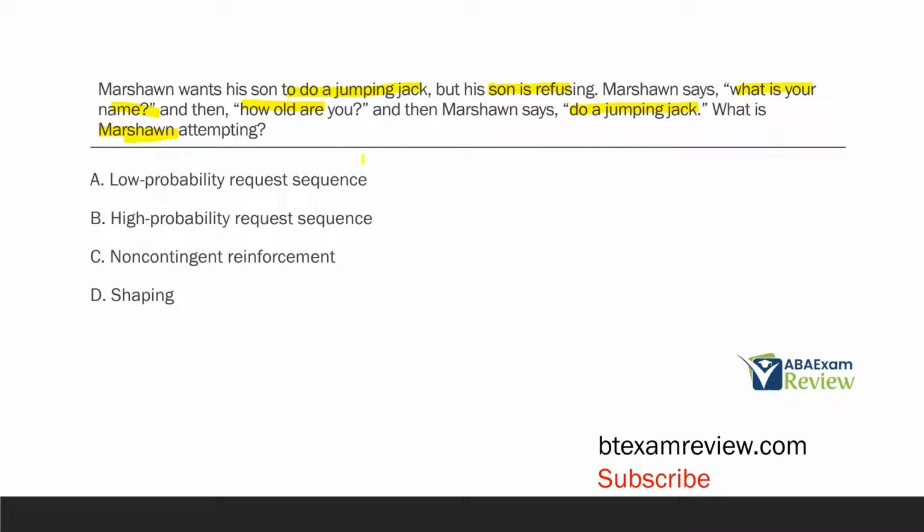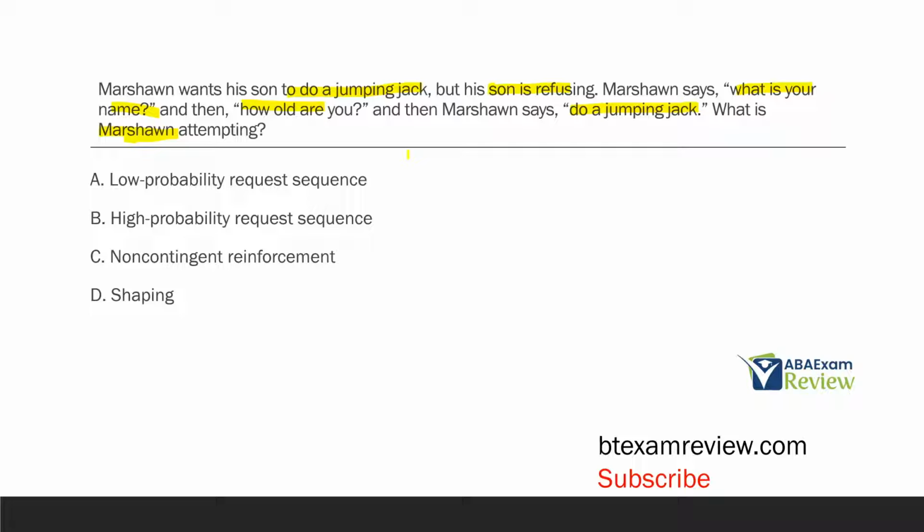So it looks very similar to a high probability request sequence. Let's look at all of our answer choices. Always read every single answer choice. C, non-contingent reinforcement. Do we know what the reinforcement is here? Do we discuss reinforcement? We don't. We don't know what the reinforcement is.